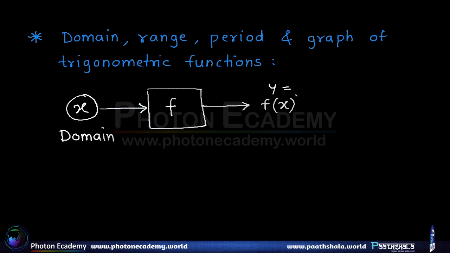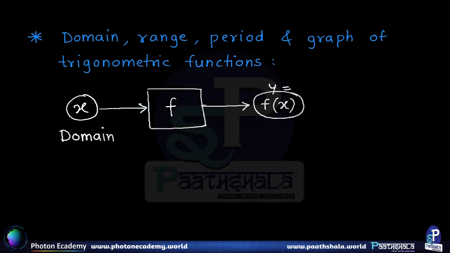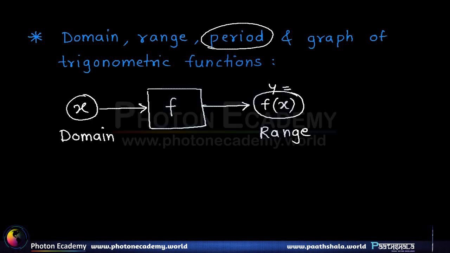Whereas what all output values can come out of the function, the set of all those output values is called the range of the function. In other words, what values the function can take is called the range. Now period relates to periodicity, that is the function taking the same value again and again after a specific interval. That is called a period.